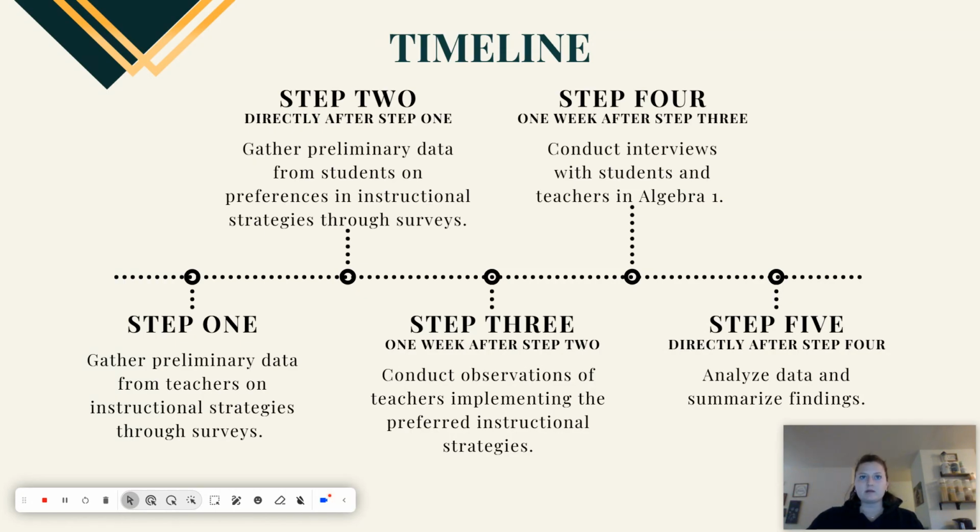After the data has been collected from students and from teachers, we will go on to Step 3 after 1 week. So teachers will have 1 week to begin implementing strategies that students identify as preferred. After 1 week, we will conduct observations of those teachers implementing the preferred instructional strategies. After a week of observations, interviews with students and teachers in these Algebra 1 courses will be conducted to identify a reflection of the process all the way from beginning to end. Directly after all the interviews are conducted, we will analyze data and summarize our findings.